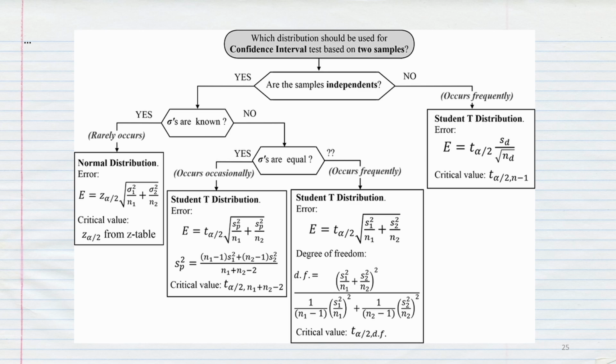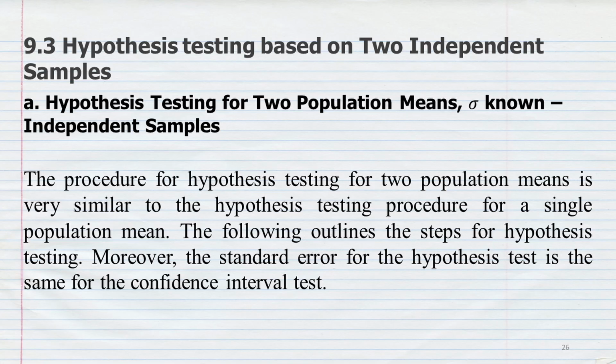For each case, the error is calculated differently. Section 9.3, hypothesis testing based on two independent samples. A, hypothesis testing for two population means, sigma known, independent samples.